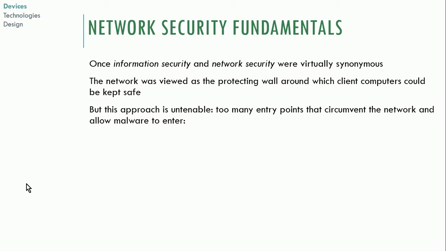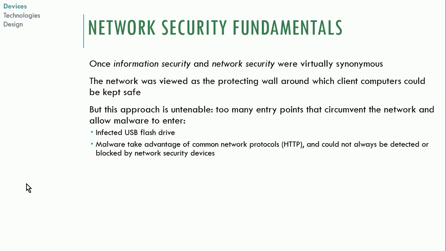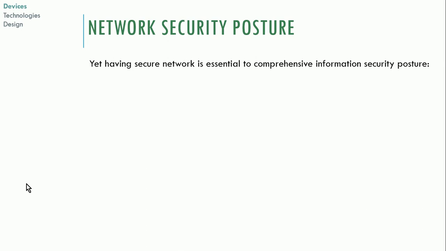But the problem with that approach is that there are many entry points that can circumvent the network and allow malware to enter our networks, which we've talked about. We've discussed a lot of the different ways that we can be attacked, and many of them don't even involve the network. For example, USB flash drives could be infected that somebody plugs in. There could be malware that comes in through common protocols, like downloading it through the web. There are lots of different ways we can be attacked that network security may not notice.